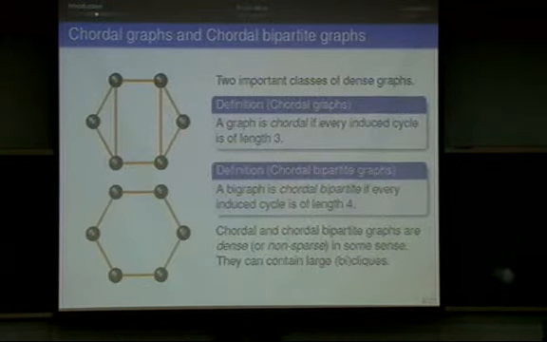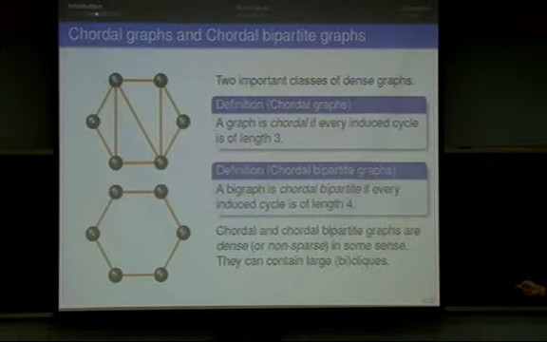So the motivation of this work is to study the complexity of this problem for non-sparse, or dense, graphs. There are two important graph classes that are dense in some sense: chordal graphs and chordal bipartite graphs. I think I can skip the definition, but let me show you some examples. This graph is not chordal because it has a 4-cycle, as in this subgraph. But if you put in this edge, then the graph becomes chordal.